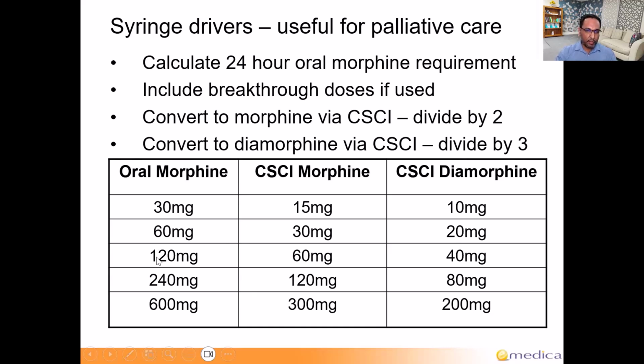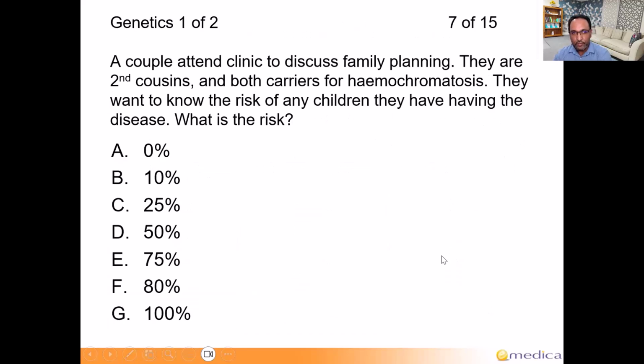Or another example, if someone was on, say, 60 milligrams modified release twice daily, so they're on 120 in total. If you're changing that to morphine, that would be 60 because you're just halving it. If you're changing that to diamorphine, you'd be dividing by 3, so that would be 40, and so on.